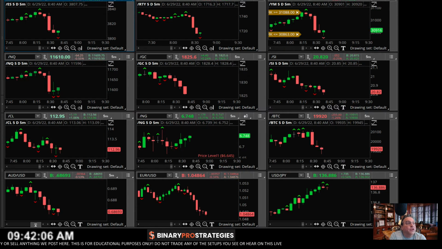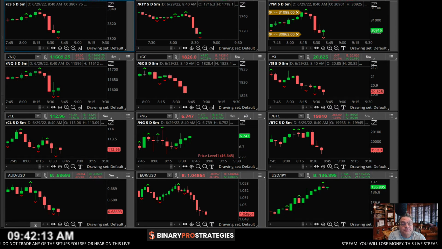Getting a double buy over here on the US yen. You see those two carrots on the screen there. If those hold, that'd be a nice little buy on the US yen.